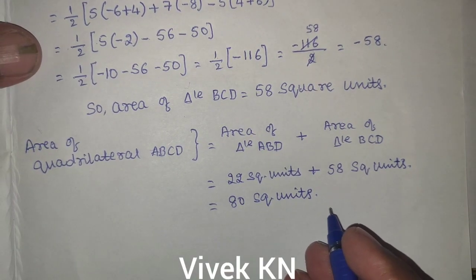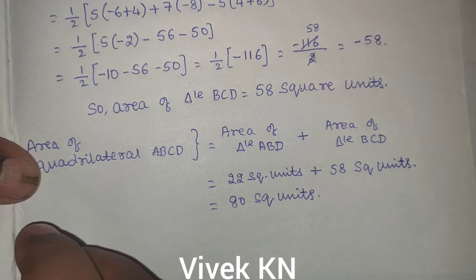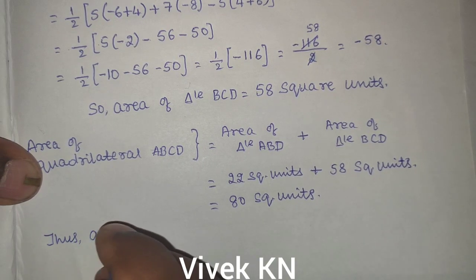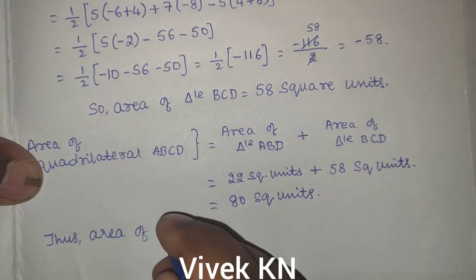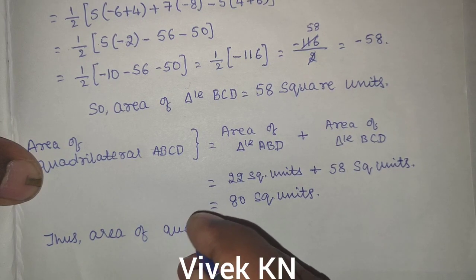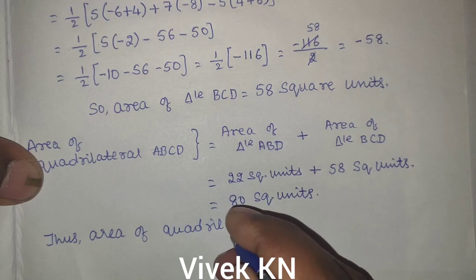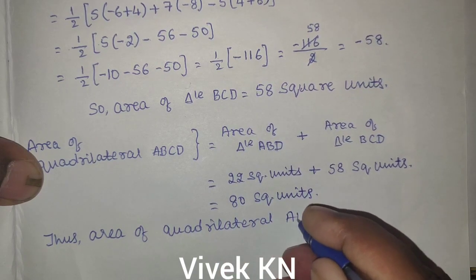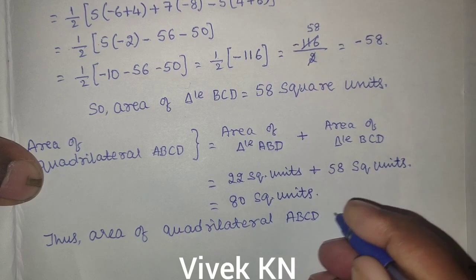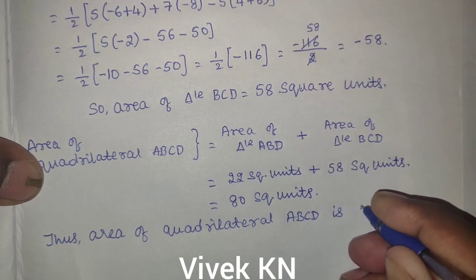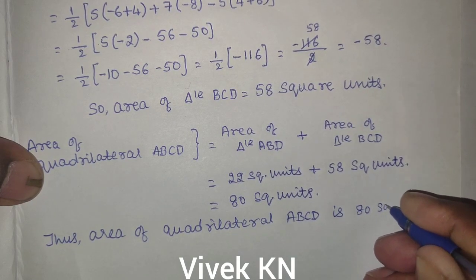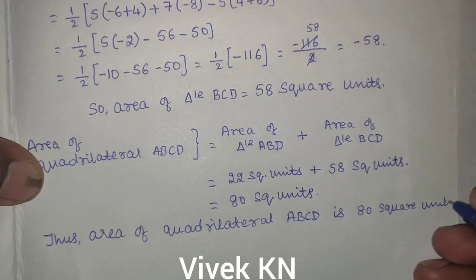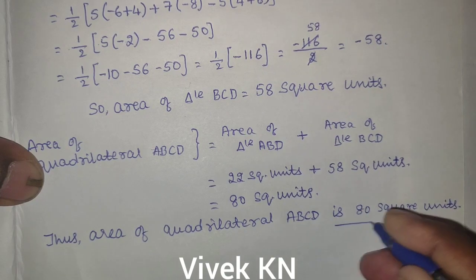Now we have to write the conclusion. Thus, area of quadrilateral ABCD is 80 square units. This is the answer.